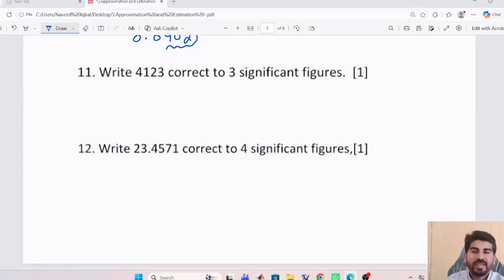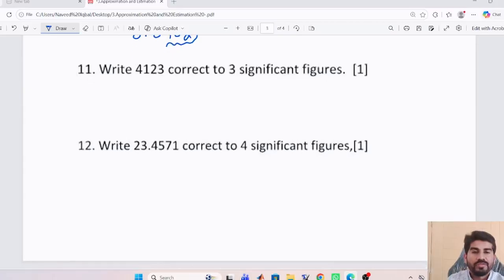Question number 11 is 4,128 correct to three significant figures. Again, you can see that this 2 is at the third significant figure, and this 8 is at the fourth significant figure. The fourth significant figure is greater than 5, so we have to add 1, and in place of 8, we have to write 0. Now you can see there are 3 significant figures.